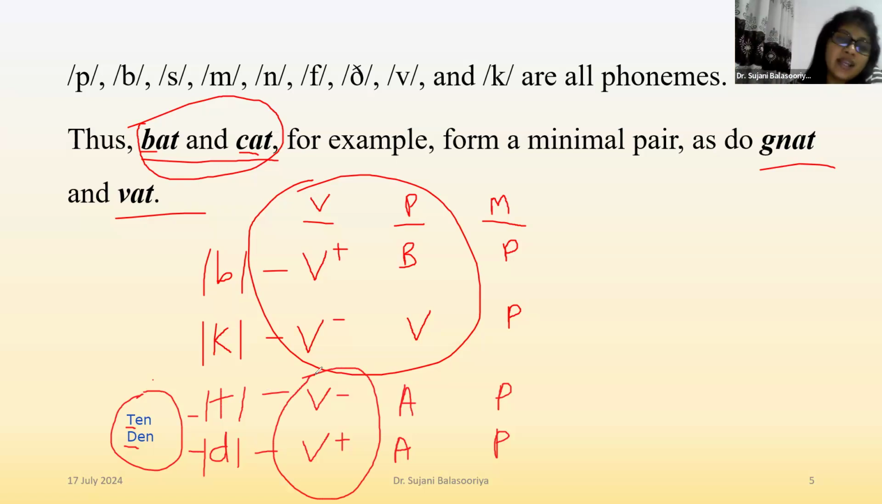So I can put it like this also: the difference between ten and den is caused by the voicing difference. Okay, so that is how you need to further understand minimal pairs, the function of minimal pairs.